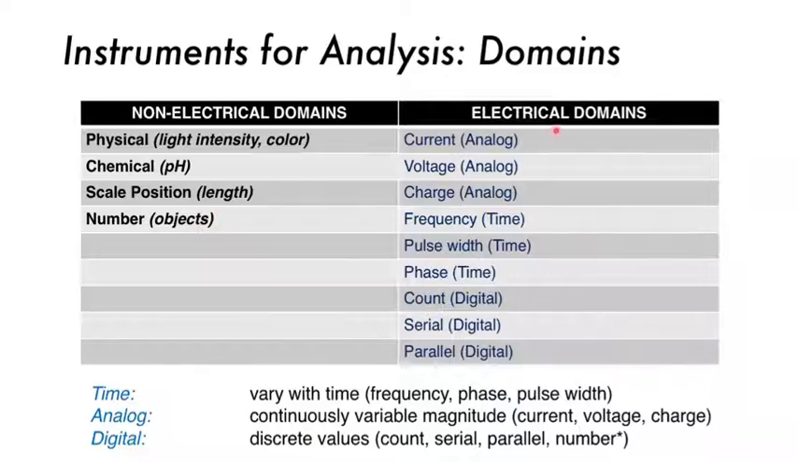And then for electrical domains, we have current, voltage, and charge. These are all analog types of measurements. Then we have frequency, which is a time-based measurement. Pulse width and phase are also time-based. And then we have count, serial, and parallel. These are digital measurements. Generally what we make use of are these three here. Some instruments make use of the others. They make use of frequency as well, like an FTIR infrared measurement instrument.